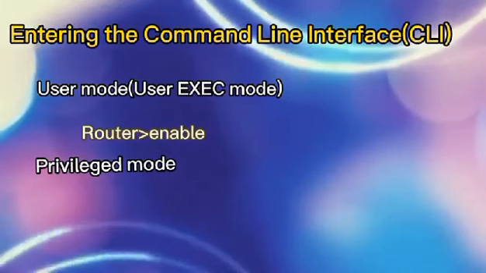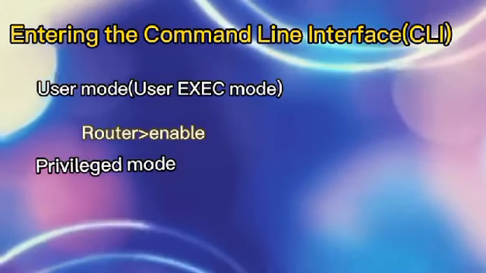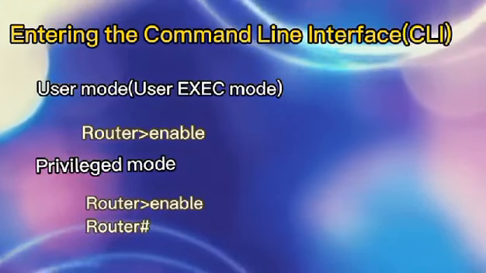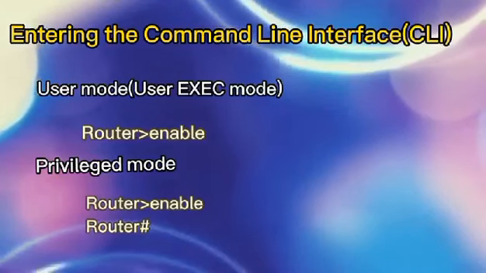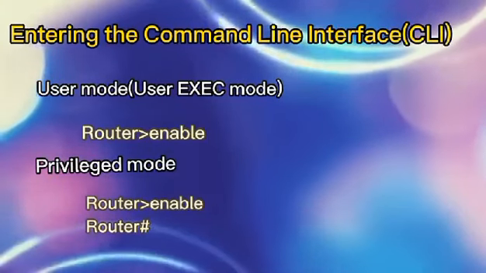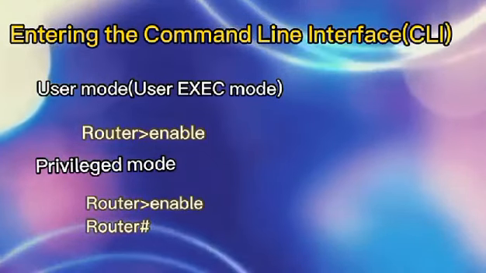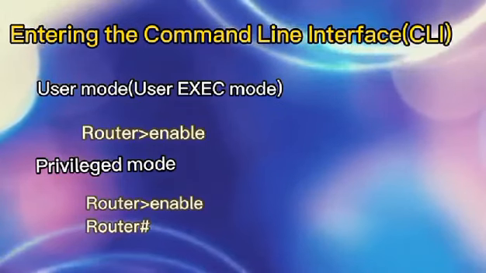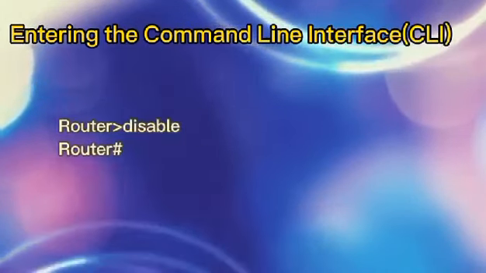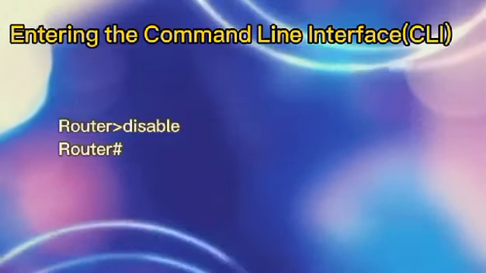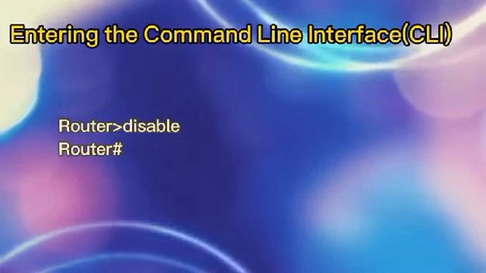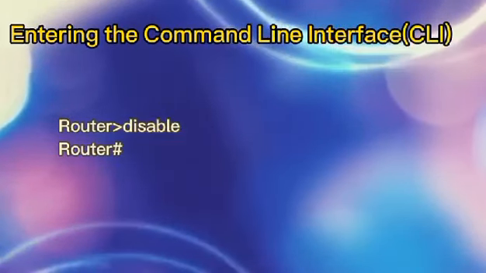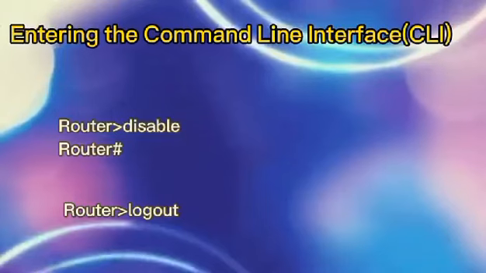Now you end up with a router prompt, which indicates that you're in privilege mode, where you can both view and change the router's configuration. And you can also go back from privilege mode into user mode by entering the disable command as shown here. At this point, you can also type logout from either mode to exit the console.